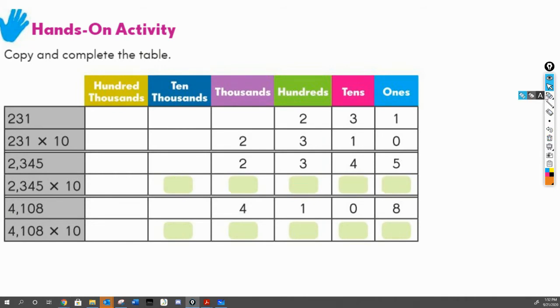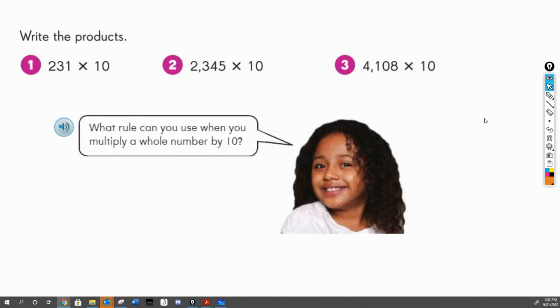Clear the screen, get the mouse. For each problem, I want you to pause me and solve these problems. You can write them on your Chromebook, you can write them on paper, and remember, what rule can you use when you multiply by 10? I will pause, you will pause, and then you can resume when you're done.